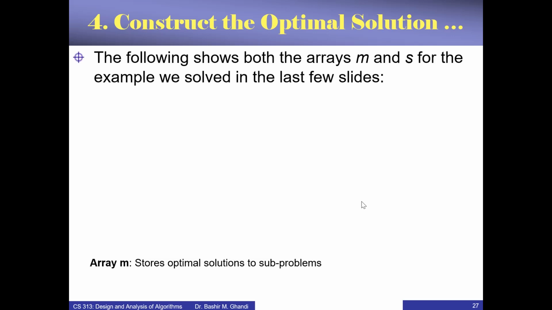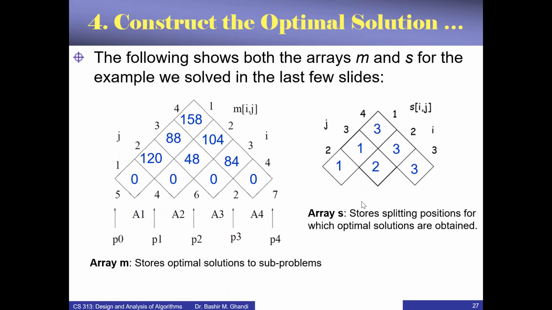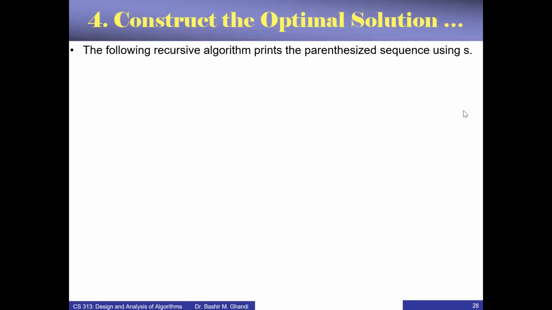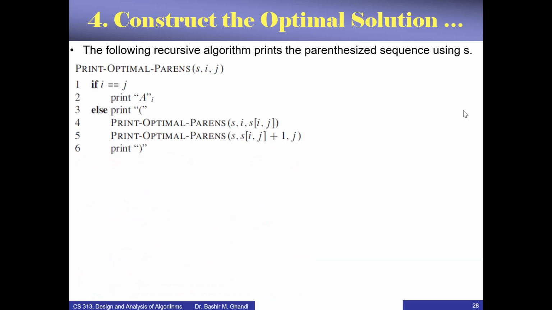Now how do we construct the solution based on our array S? The following shows both the array M and S for the example we solved in the last few slides. This is the final solution, and we're going to see how to use the array S to construct the optimal solution, and that's how to find where to put the parentheses. The following recursive algorithm prints the parenthesized sequence using the array S.